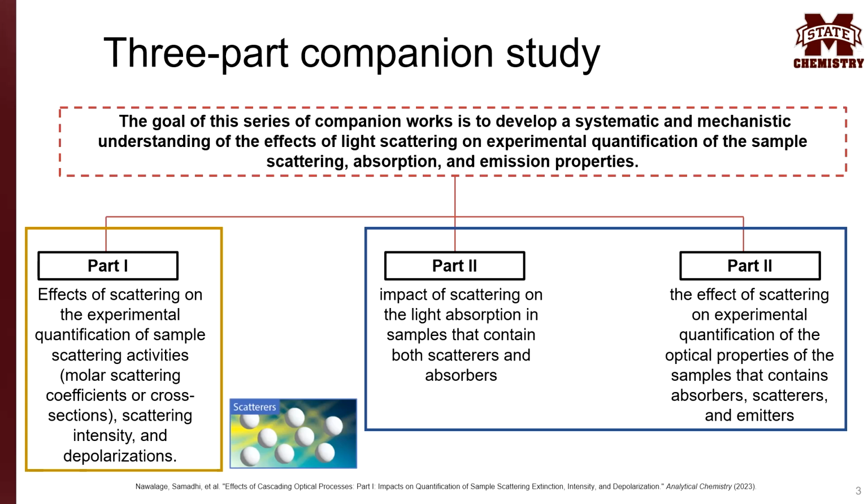In the first part of the study, we will look at the effects of scattering on the experimental quantification of sample scattering activities such as molar scattering coefficients or cross-sections, scattering intensity, and depolarizations. In part 2, we hope to look at the impact of scattering on the light absorption in samples that contain both scatterers and absorbers. In part 3, we wish to look at the effect of scattering on experimental quantification of the optical properties of samples that contain absorbers, emitters, and scatterers.